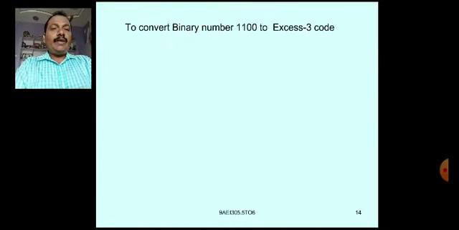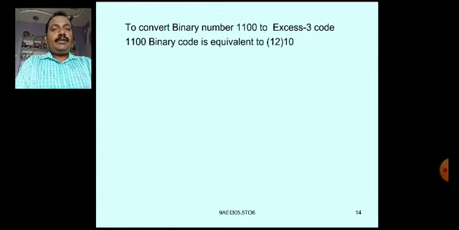Let us take for example a binary number. I want to convert 1100 (base 2) to excess by 3 code. How to do that? First, that must be written as a decimal. What is the decimal value of 1100? It is 12. Then you add 3 to each digit of the decimal number and you will get one number. To that number you write the BCD code. Then you will get the excess by 3 code.